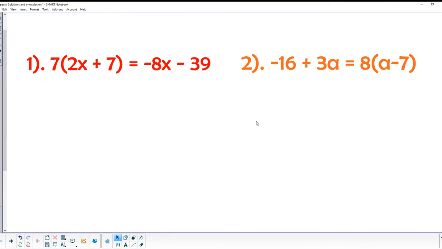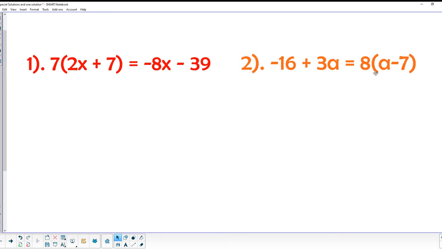We're coming down the home stretch on our unit on solving equations. Today we're going to talk about solving equations with special solutions. But first, let's start out with these two bell work problems that we would do at the beginning of class to get kind of warmed up.